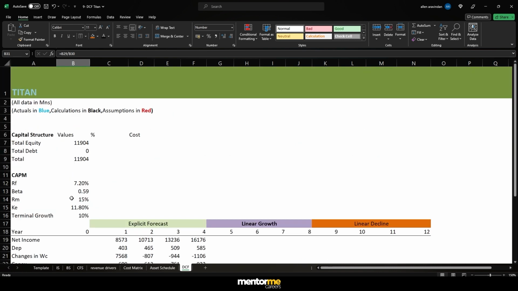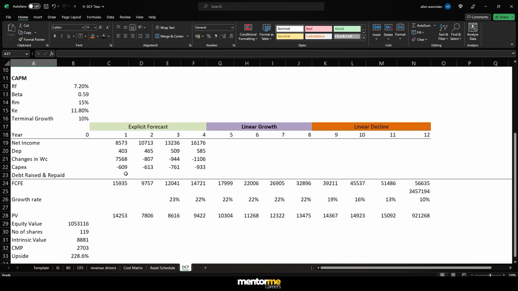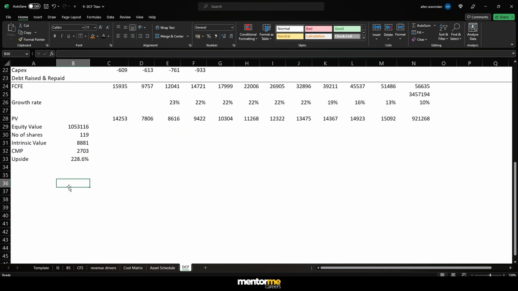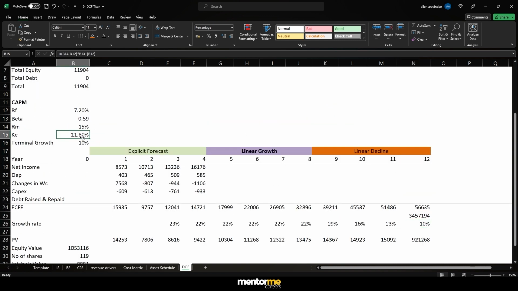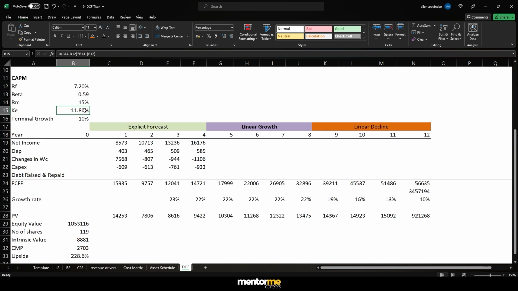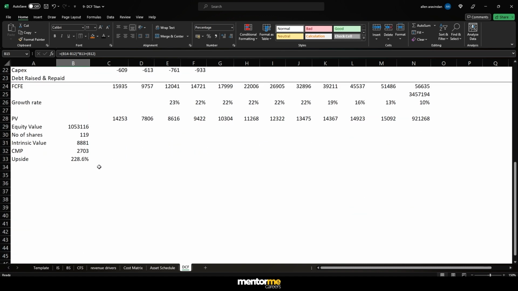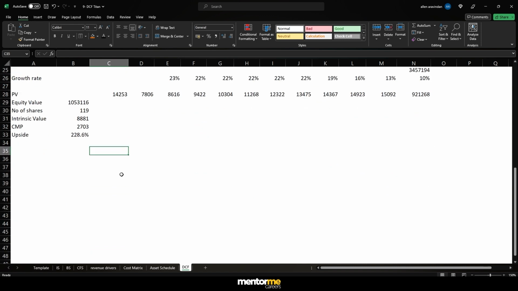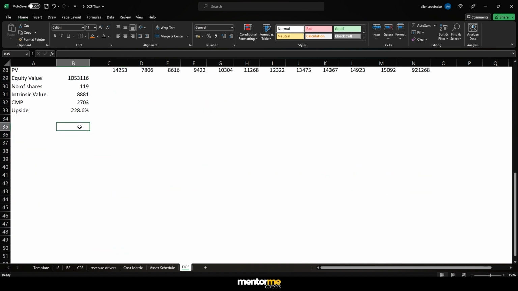Now, of course, we can do some sensitivity of this DCF model. So majorly you want to sensitize against the terminal growth rate of 10% versus the cost of equity, right? Any of these two things might change in the coming future, and how will this affect our stock price, the intrinsic value, right?